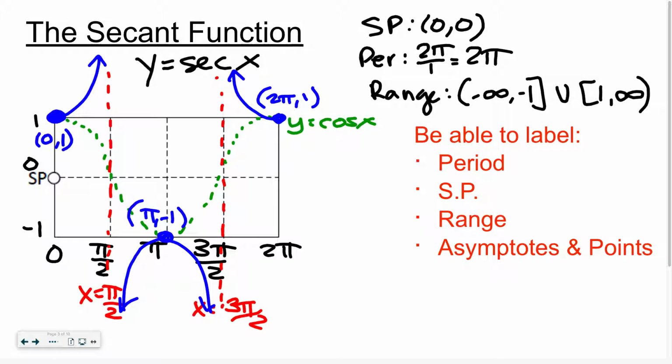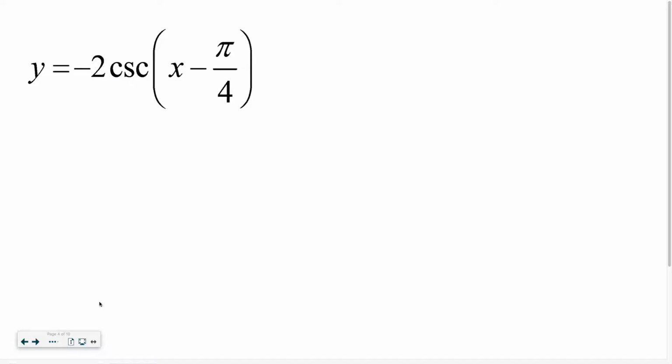Okay, let's do one with A, B, C, D changes. These are hard. The hardest part, I think, after you get the hang of it, should be building the frame again. That was the hardest part about sine and cosine, and that should really be the hardest part about cosecant and secant. So to me, I always work with the information that I need for the frame. That's where I start my work. So we have y equals negative 2 cosecant of x minus pi over 4.